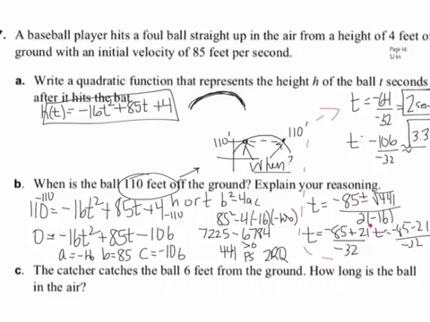Negative 85 plus 21 is negative 64. Divide that by negative 32. That gives you a whole number, 2 seconds. So after 2 seconds, the baseball player hits the ball. 2 seconds later, it's 110 feet in the air.